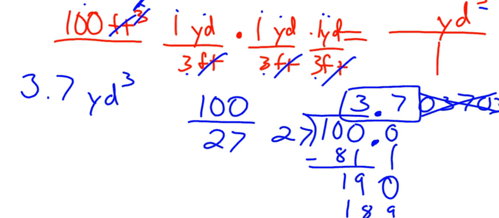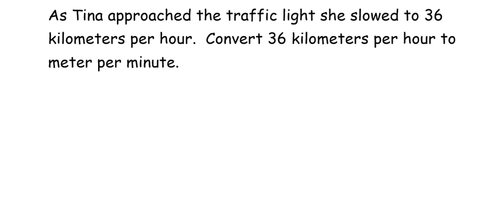And that's our sample. All right, we're going to take it up a notch and do one more. It says, as Tina approached the traffic light, she slowed to 36 kilometers per hour. Convert 36 kilometers per hour to meters per minute.